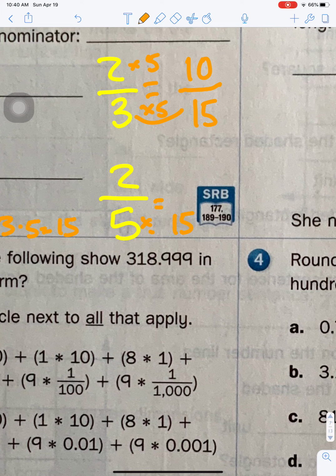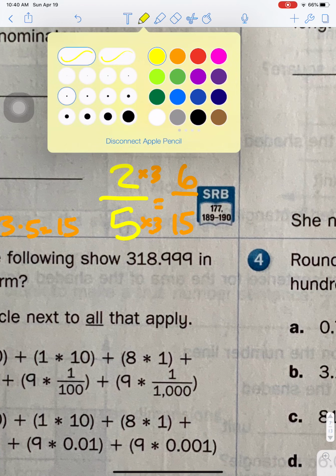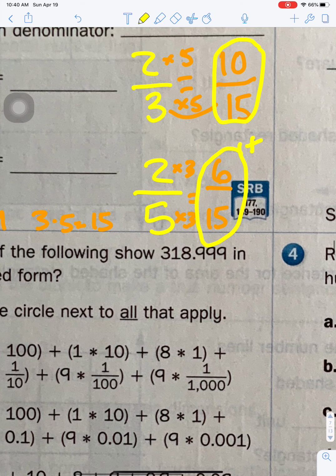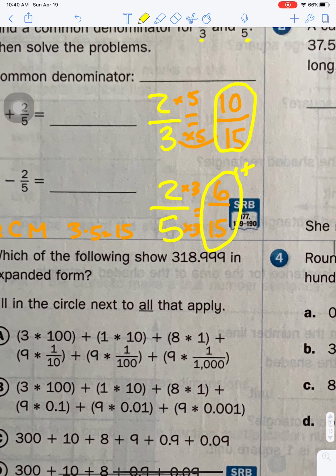Okay, so we're going to change the 5 to 15. And so for 5, we do times 3. So the 2 times 3 is 6. So we have 6/15 plus 10/15, which equals 16/15.